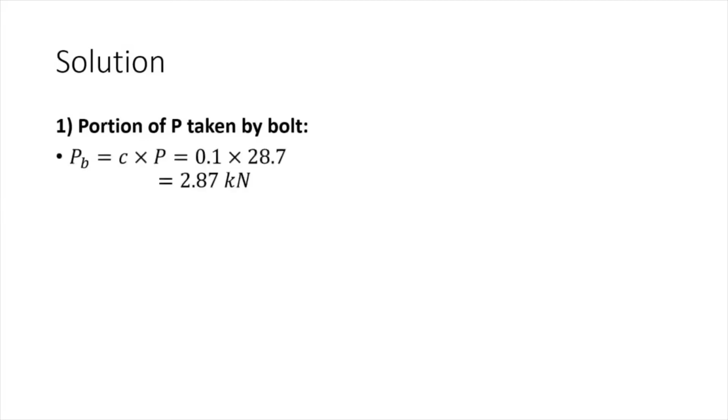The portion of P taken by the bolt, which is denoted with P subscript B, is equal to C times P, where C is the joint stiffness for the bolt and material interface, which can be thought of as the fraction of external load carried by the bolt. It is given as 0.1. We can calculate PB as 2.87 kilonewtons.